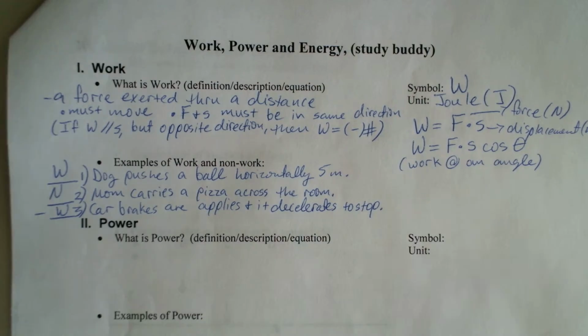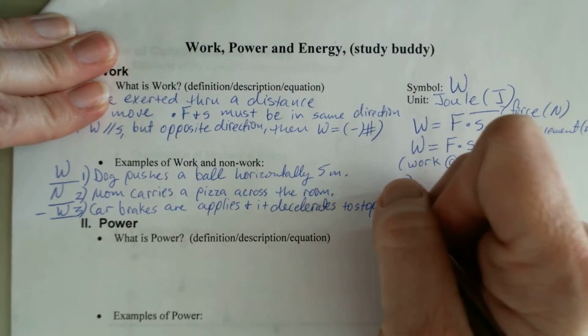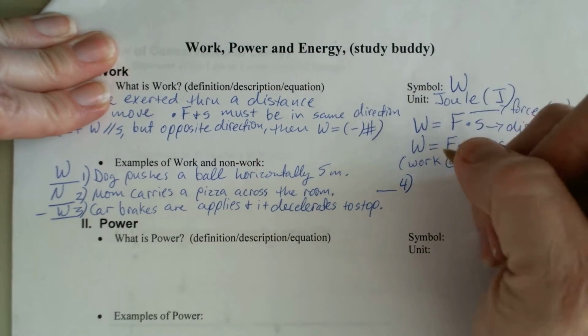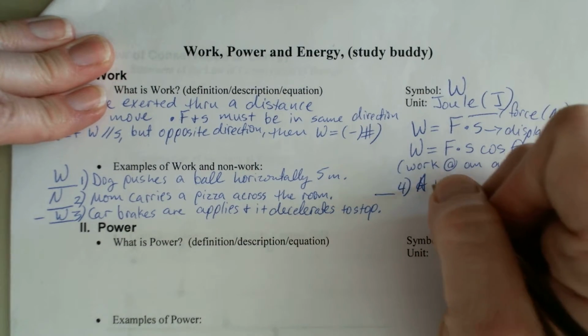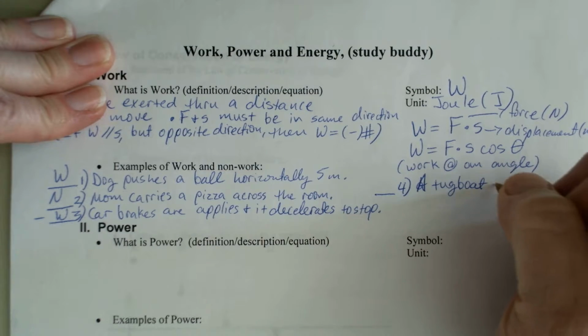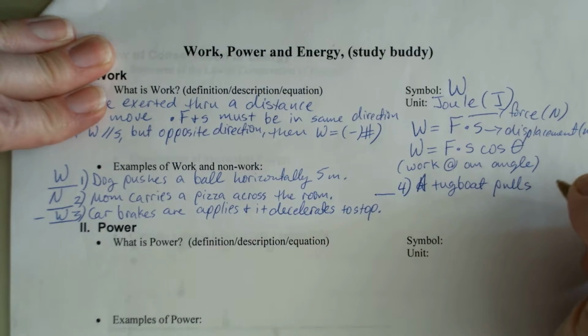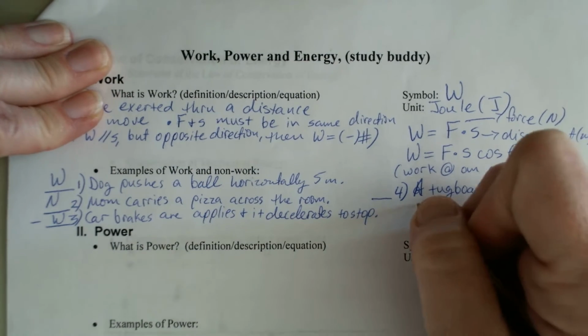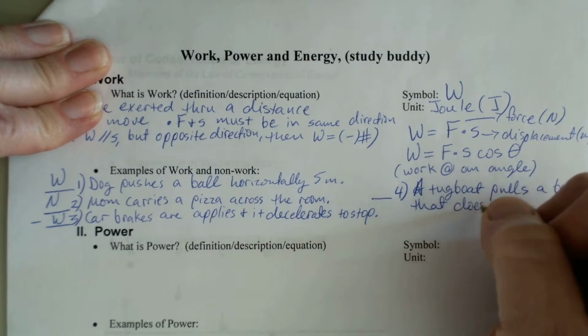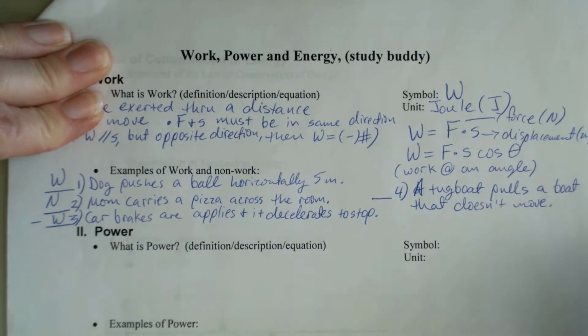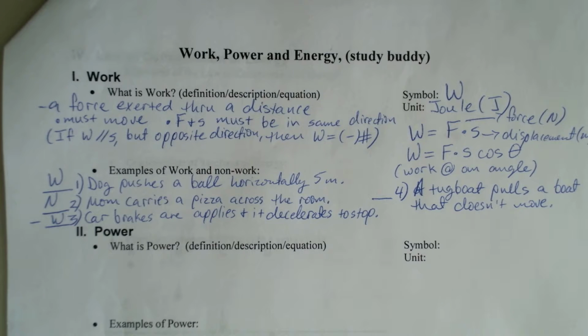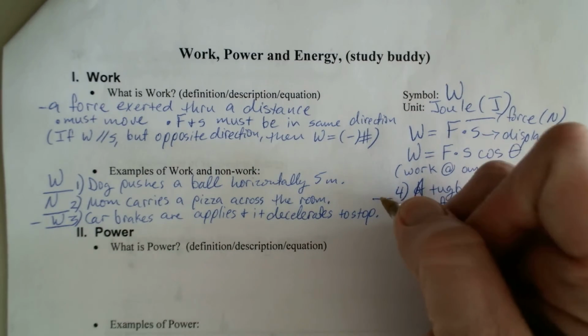All right, and then I have a fourth one. I've run out of room, so I'm going to put it over here. A tugboat pulls a boat that doesn't move. Maybe it's too heavy, maybe it's stuck in the mud. But the tugboat is exerting a force, but the thing that it's pulling on doesn't move. So, is this work or not work? It's not work. Even though there's a force exerted, if there's no displacement, there is no work done. So that's non-work.